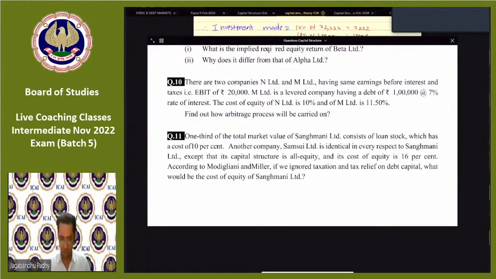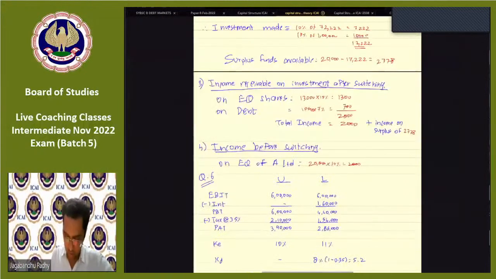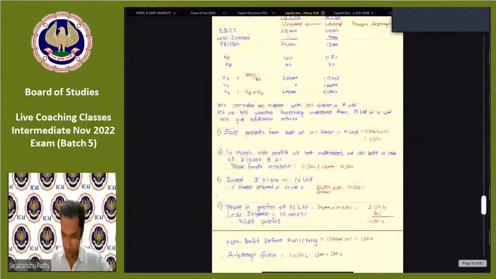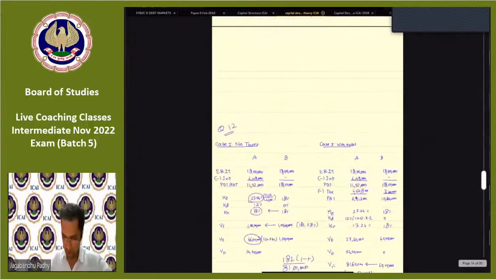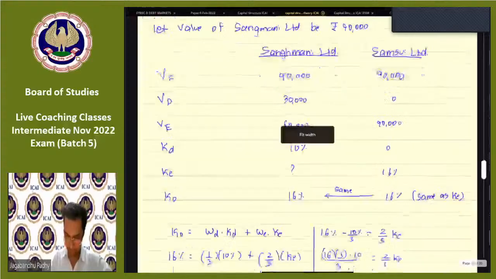Now, if there is no tax, if we ignore the taxation and any tax relief over there, then in the absence of any tax, we can say value of both levered and unlevered should be one and the same, right? Let me just look at this question 11.